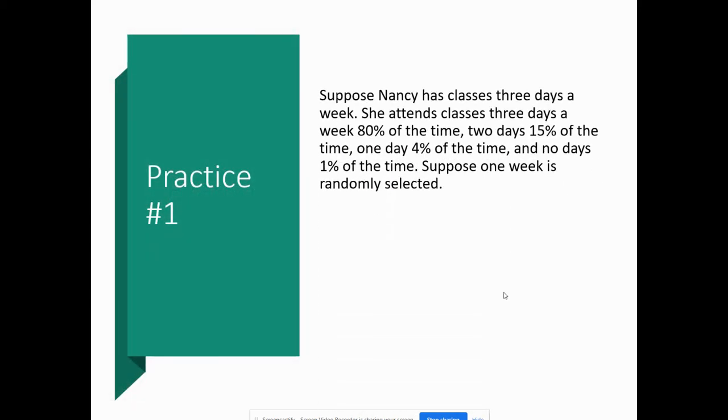Okay, so let's do a practice. Suppose Nancy has classes 3 days a week. She attends classes 3 days a week 80% of the time, 2 days 15% of the time, 1 day 4% of the time, and no days 1% of the time. Suppose 1 week is randomly selected. So let the capital X be the number of days Nancy went to school. X takes on what values?